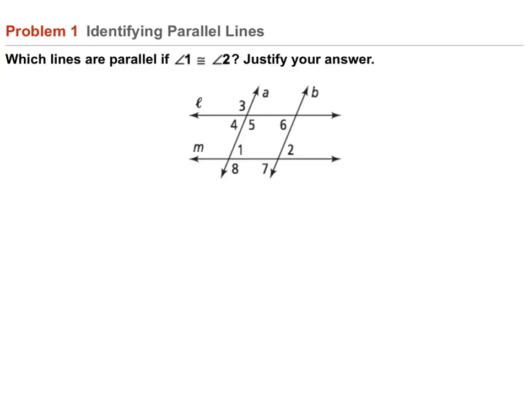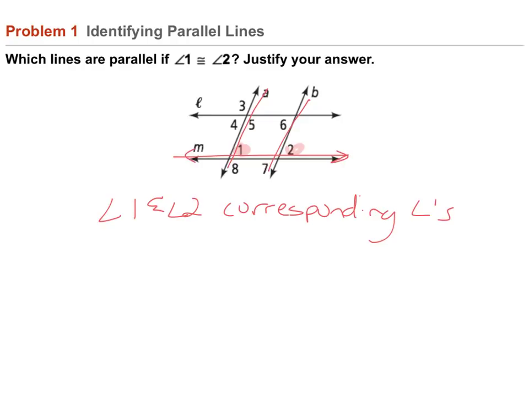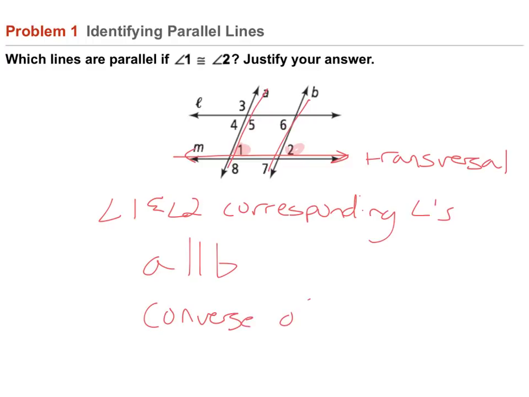Which lines are parallel if angle 1 and angle 2 are congruent? And so the first thing that I do is I try to figure out what is the relationship between angle 1 and angle 2. And angle 1 and angle 2, those guys are corresponding angles. If you take a look, they are both below the lines, below line A, below line B, and they are actually on the same side as line M. That makes line M my transversal, and therefore I could conclude that A is parallel to B. So those would be my two parallel lines. And I could prove this by the converse, what we just talked about, of the corresponding angles theorem.